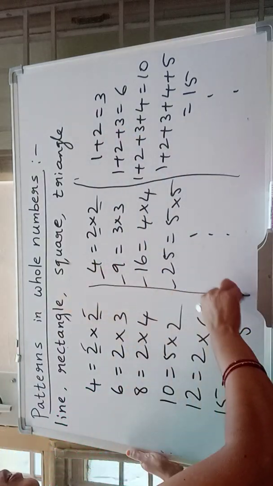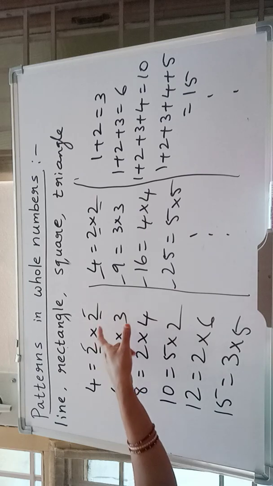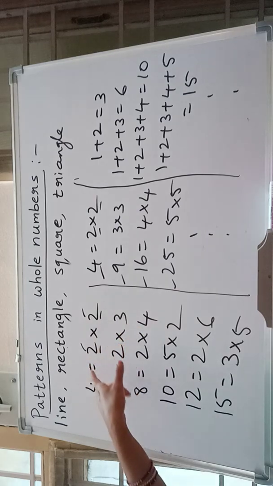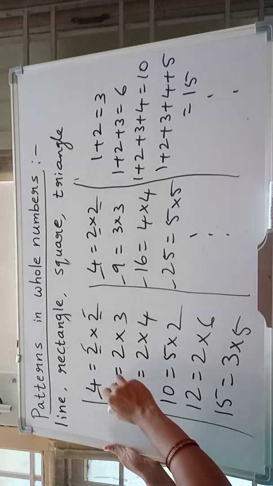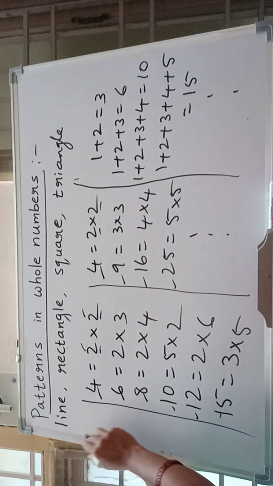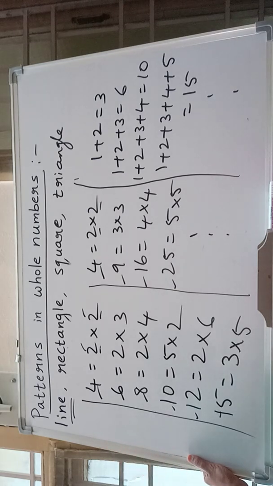For square, product of the same number. For rectangle, product of two numbers without using 1. If we can write the number as a product of the two without using 1, then a rectangular shape is possible. Line, except 1, all numbers we can show in line shape. This is about the patterns in whole numbers.